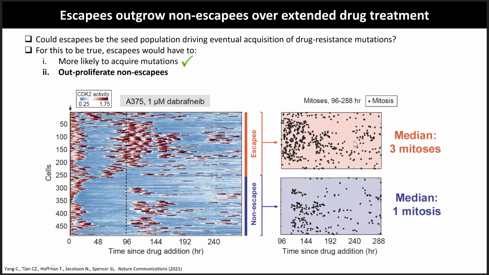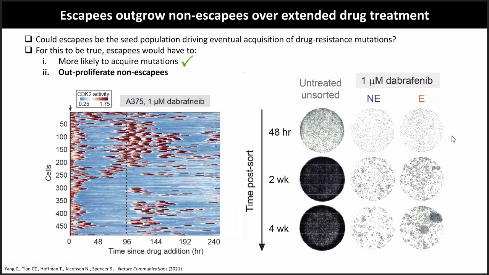And this is maybe even clearer when we plot each mitosis as a black dot in the two populations, and we see about 3 times more mitoses in the initial drug SKPs. We also looked over longer terms by FACS sorting SKPs in column 3 compared to non-SKPs in column 2 after 3 days of treatment, and followed the same well over 4 weeks. And again, we saw higher proliferation in the SKPs. So this checks the second box as well, that SKPs outproliferate non-SKPs over extended drug treatment, and suggests they indeed could be driving eventual drug resistance.